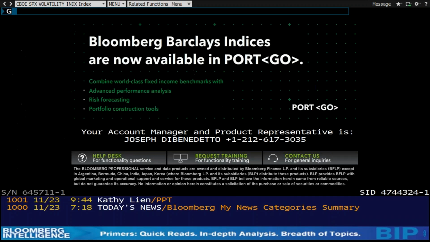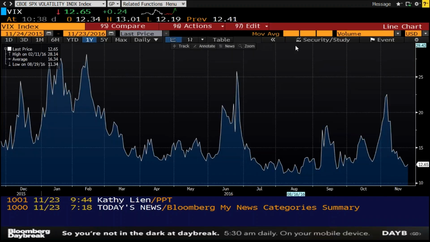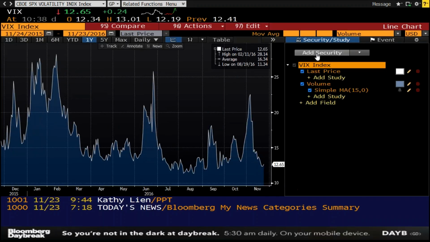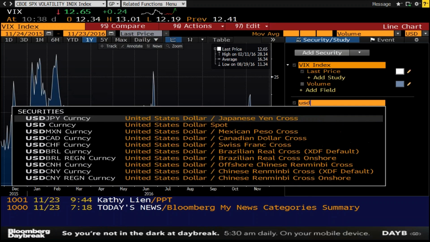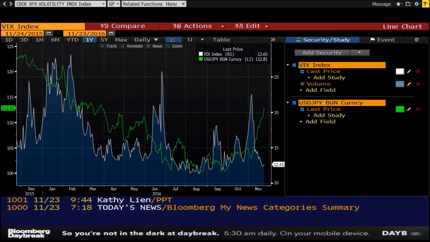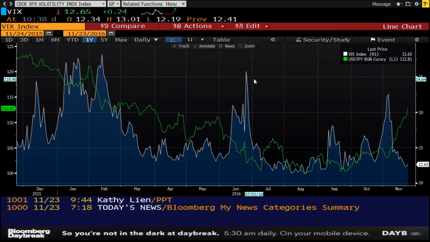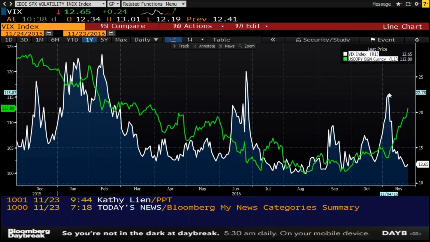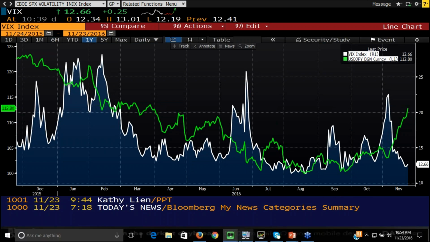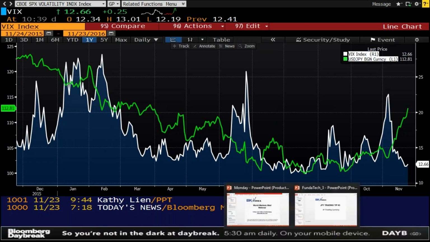I also want to show you the correlation between dollar-yen and the VIX. VIX can be volatile, so you're not going to see such a perfect correlation, but I do want you to notice the extremes. When VIX spikes, it tends to correlate with a drop in dollar-yen, and same here. It's very difficult for dollar-yen to be rallying when VIX is high, because typically when the VIX is high, it means that something is going on that's causing investors to be nervous.